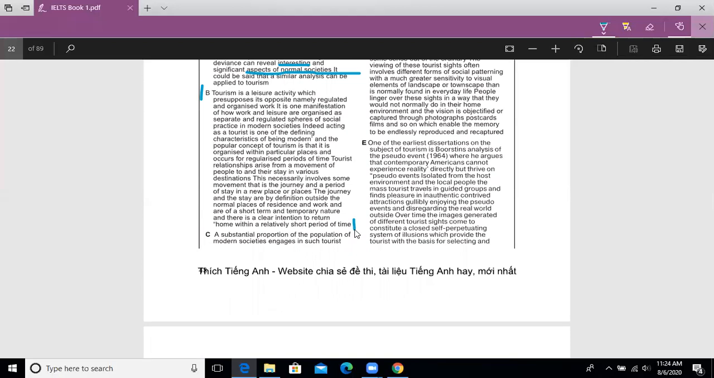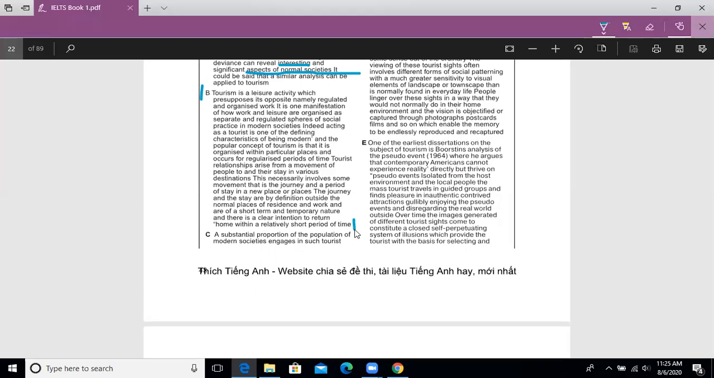Tourism is a leisure activity which presupposes its opposites, namely regulated and organized work. It is one manifestation of how work and leisure are organized as separate and regulated spheres of social practice in modern societies. Okay. What they said here is that tourism is a leisure activity. Whenever you get free time, you'd like to tour, you like to visit places. Okay, it leads to its opposite, namely regulated and organized work.